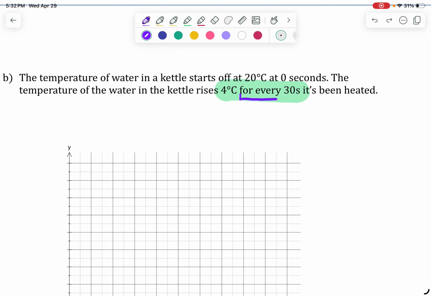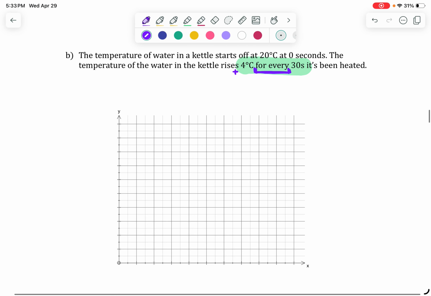However, the second one has that keyword "for every." It implies that it's a repetitive change. It's 4 degrees Celsius every 30 seconds it's been heated. And it's rising, so I know that 4 is a positive, even though it hasn't explicitly stated. I do want to make sure that I'm reading the words because sometimes negatives and positives are implied but not explicitly stated. Can you pause the video? Can you please graph? And then we'll compare. Awesome. Go.